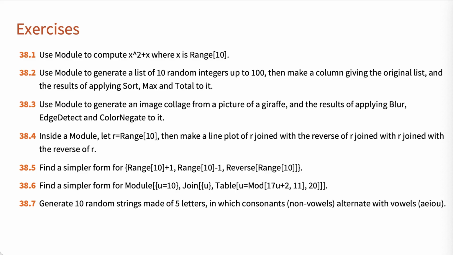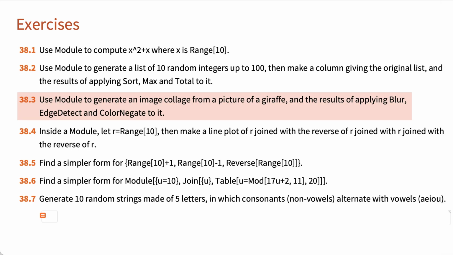Here are the exercises from the end of this section. As an example, consider exercise 38.3. Use Module to generate an image collage from a picture of a giraffe and the results of applying blur, edge detect, and color negate to it. One way to get an image of a giraffe is to type Ctrl-equal and enter "Show me an image of a giraffe" in plain English.